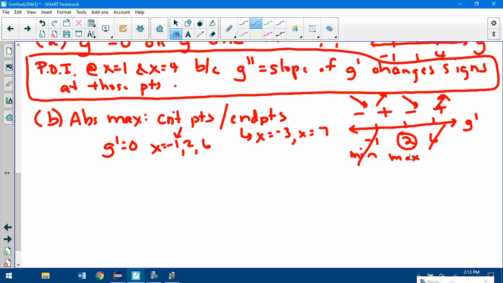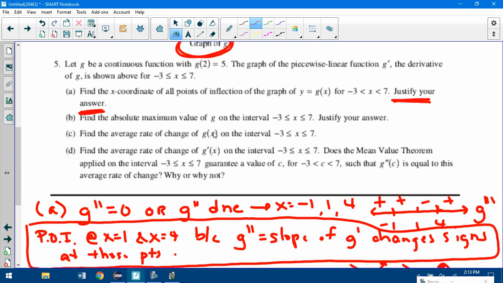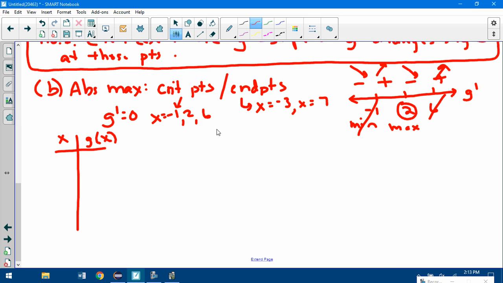Now again, that doesn't mean 2 is the max though, and that's the mistake that a lot of you make. I want the absolute max. It could be at 2, but it also could be at these endpoints. So the only way to know for sure is to check the original function because it wants the absolute max of g. It could be at -3, it could be at 2, or it could be at 7.